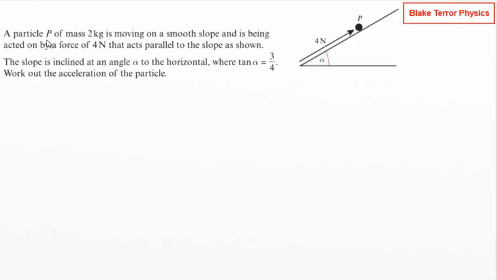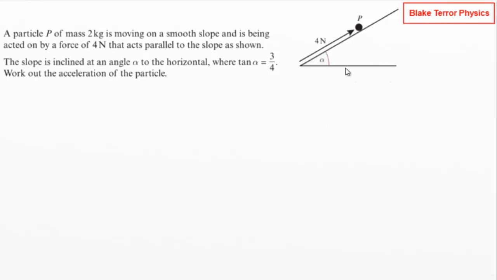So we've got a particle of mass 2 kilograms moving on a smooth slope, so no friction, acted on by a force of 4 newtons acting parallel to the slope as shown. So it's just this picture. The slope is inclined at an angle alpha to the horizontal, where tan alpha is 3/4. Work out the acceleration of the particle.